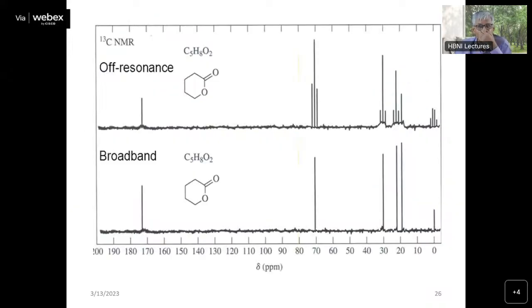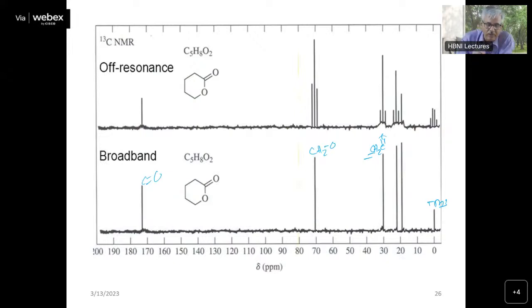And this is one example I have shown you, if you do a broadband decoupling. So this is valerolactone. If you do a normal broadband decoupling, all the carbons come. So this is your carbonyl carbon, then this will be your CH2O carbon, and then this will be your CH2 carbon. So this carbon, and then the other two carbons, and this is due to your TMS. So all become single lines.